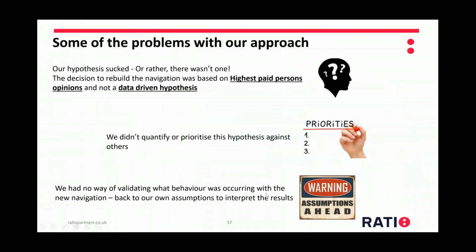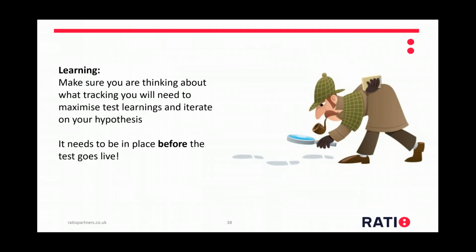Finally, we had no way of validating what behavior was occurring with the new navigation. After the test failed, we just had to use our own intuition as to why users didn't like it. We should have added tracking to the navigation menu to understand exactly what users were clicking on and interacting with, so that we could drill down into the customer journey when the test lost. So think about what tracking you need, and put that in place before the test goes live.